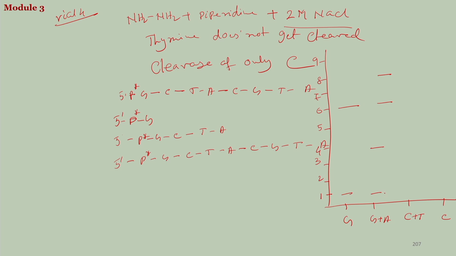So you see you can match G and G plus A, to check whether fragmentation has occurred or not. It is a double check actually. So vial 3 is C plus T.